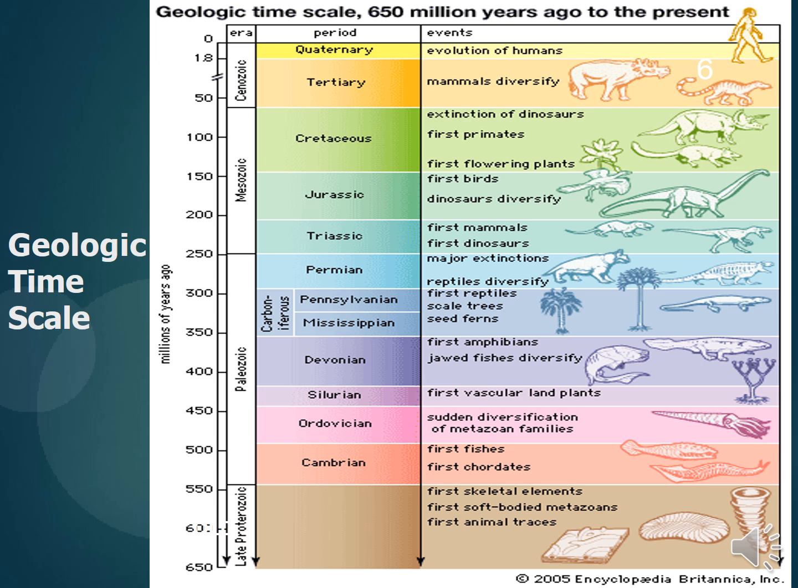The era from 550 million years to 250 million years ago we call the Paleozoic era. It is divided into the Permian, Carboniferous, Devonian, Silurian, Ordovician, and Cambrian periods. The first period in the Paleozoic era is the Cambrian, from 500 to 550 million years ago, where we find the first fishes and the first chordates. In the Ordovician period, we see the diversification of metazoan families, and in the Silurian period, the first vascular land plants, which we call pteridophytes.